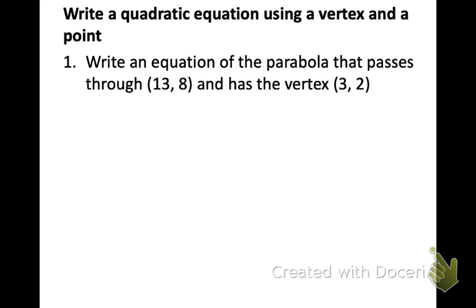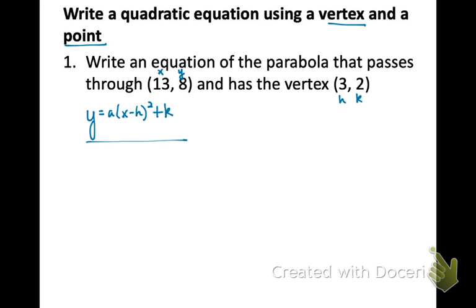So let's look at this first example. You need to write a quadratic equation using a vertex and a point. When you're given a vertex and a point, you can use the vertex form of the equation. I always write it down by the problem. It says, write an equation of the parabola that passes through (13, 8) and has a vertex at (3, 2). So the point (13, 8) is just that.